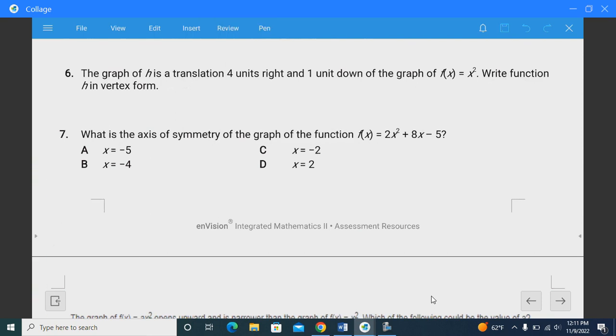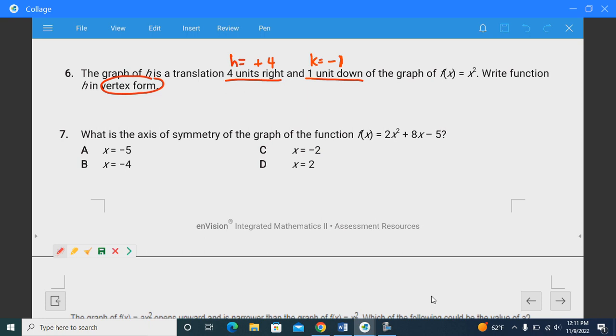The graph of h is a translation of 4 units right and 1 unit down. Write the function in vertex form. So we have there 4 units right, that means plus 4. 1 unit down, that is 1. That is our h is equal to 4, and our k is equal to 1.